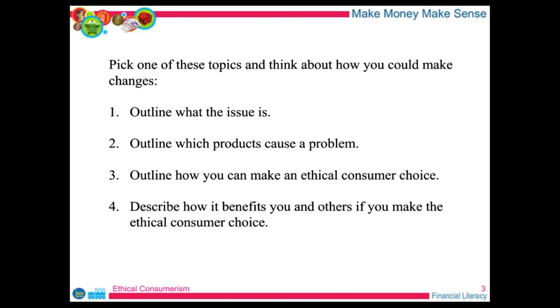And there are a range of topics to choose from. So we're going to look at recycling, we're going to look at fair trade, we're going to look at slavery and child labour, we're going to look at animal welfare, and then finally ethical banking. I'm not going to read each PowerPoint. When you've chosen which one you want to do, I want you to go back and pause the video and have a think about these questions. So it's outline the issue, outline the products that are problematic, how can you make an ethical consumer choice, and how does it benefit you or others? So again, you need to read and you need to follow the links.